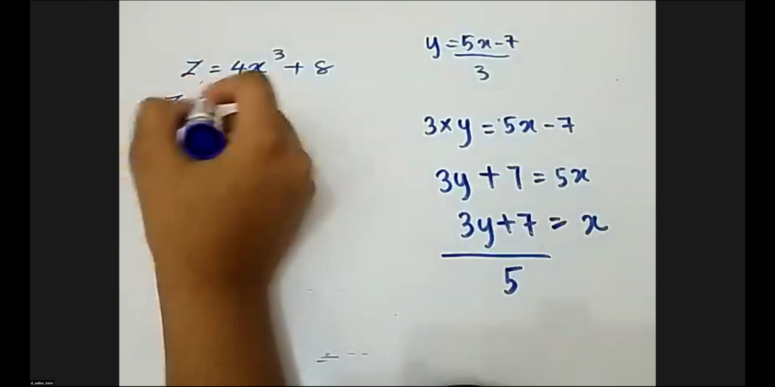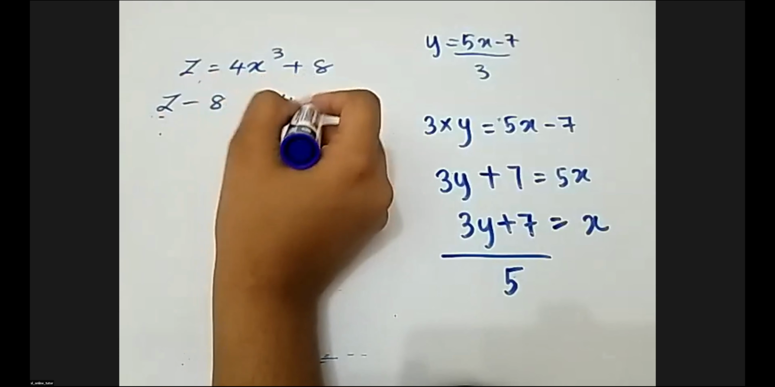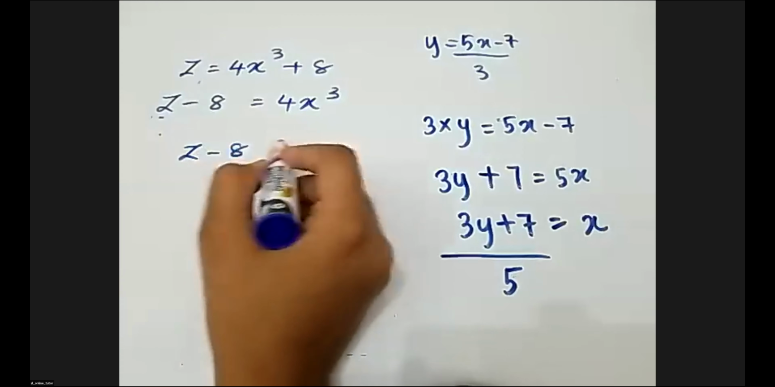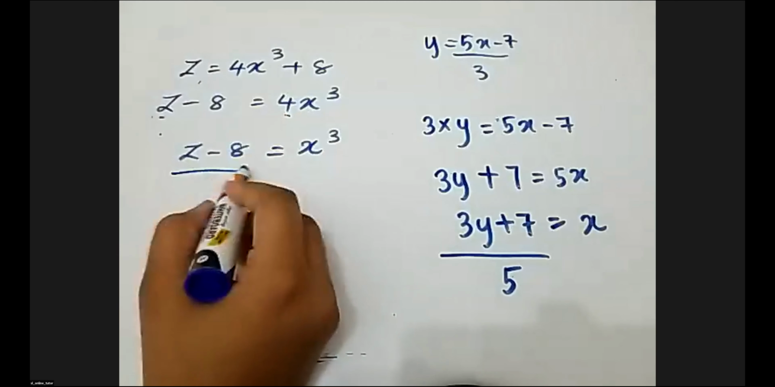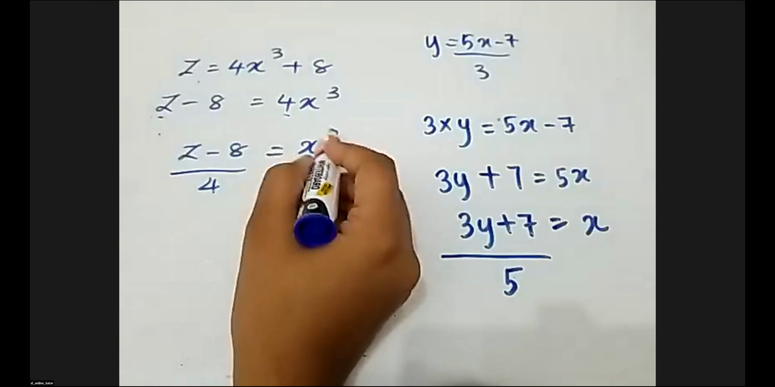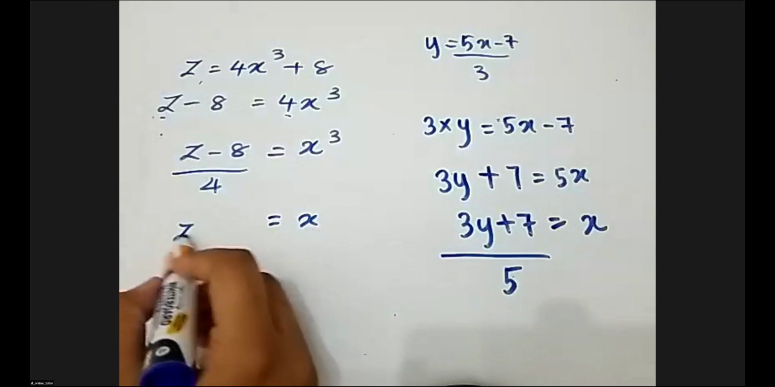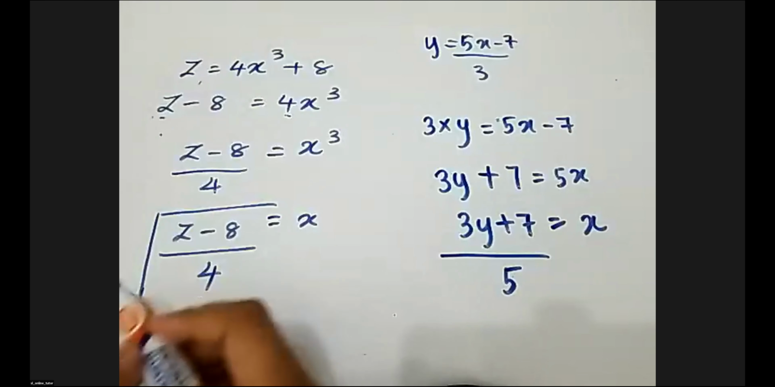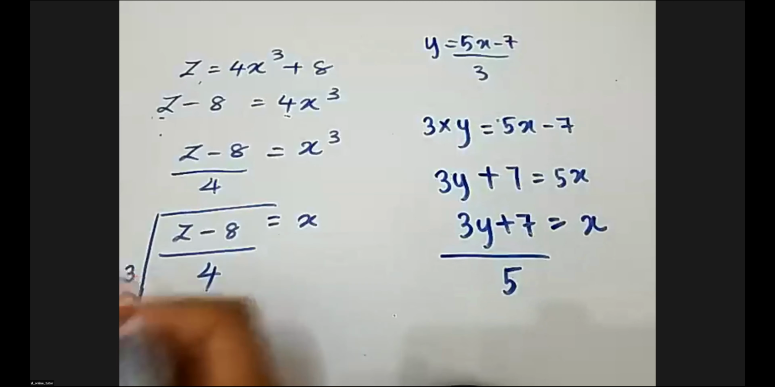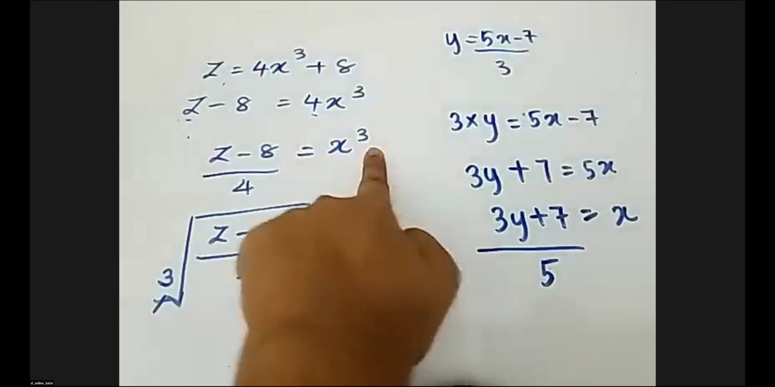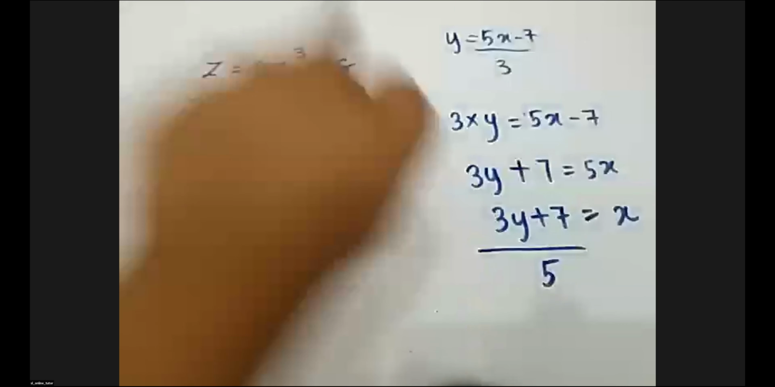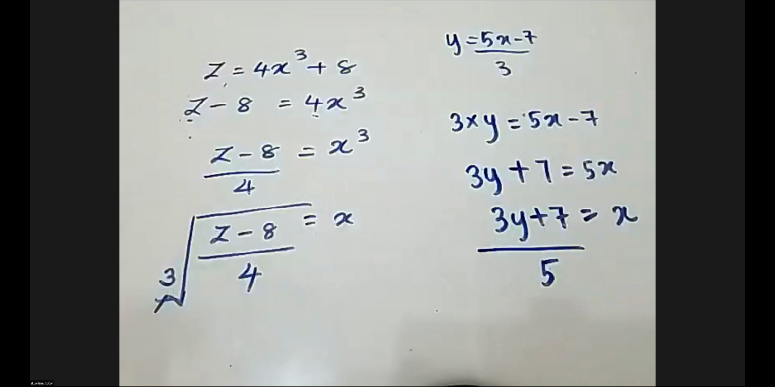Z minus 8 equals 4x to the power 3. Z minus 8 over 4 equals x to the power 3. You can remove the 4 by division. Now how to remove this power 3? Z minus 8 over 4, cube root, equals x. This small 3 should be written, because it's not squared. If it is squared only, you can put the root. If it is to the power 3 or power 5 or any other power, put that number.